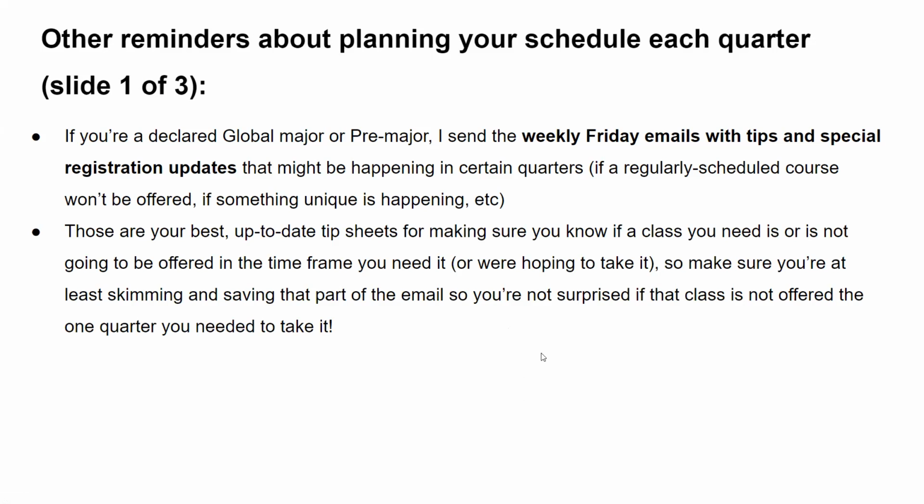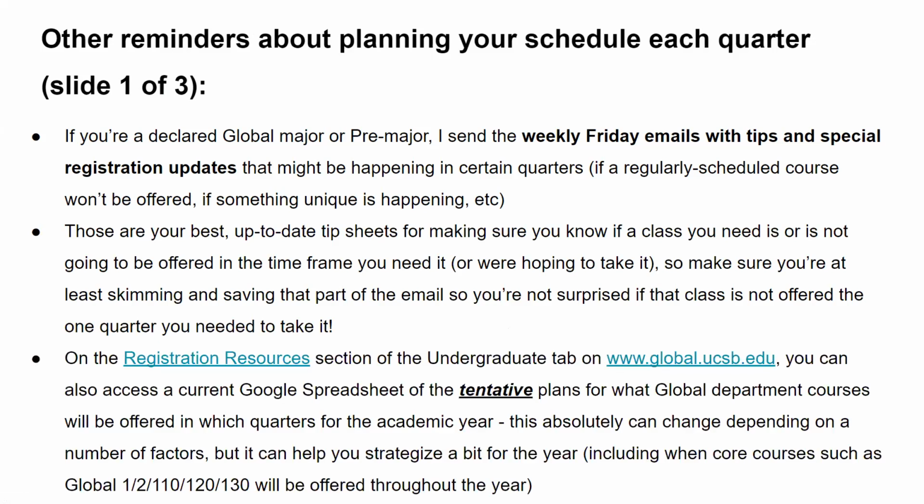So just make sure you're at least skimming through those emails, saving parts of the emails that seem applicable to you so you're not surprised if a class is not offered in the one quarter you were hoping to take it. Because otherwise that information doesn't really come up most other places on the UCSB web presence.